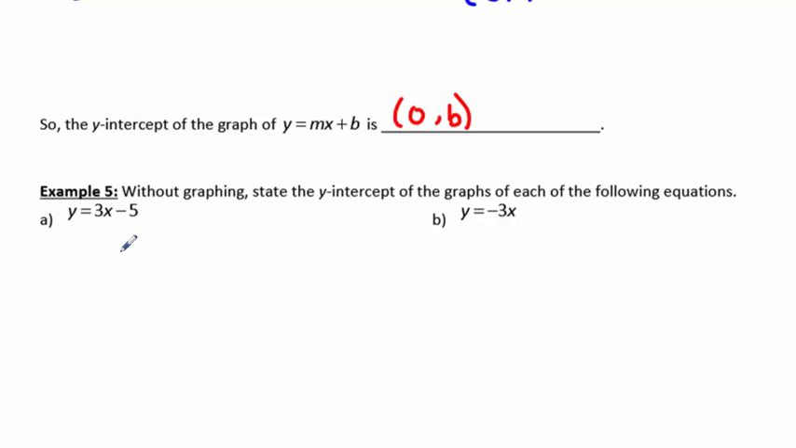So without graphing, I can state the y-intercept of each of these equations. The y-intercept of the first one is 0, -5. If you plug in 0 for x, you get -5. And if you plug in 0 for x, you get 0.